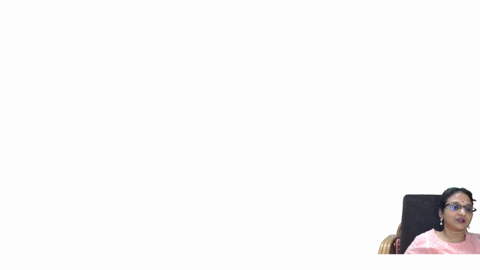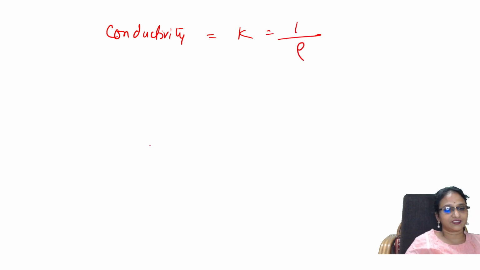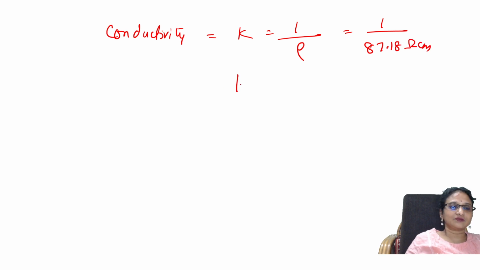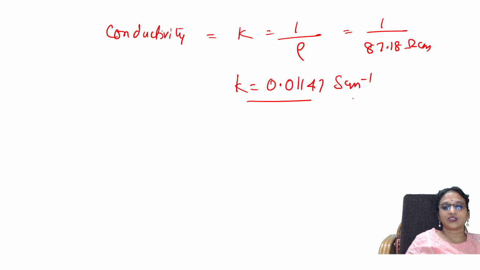Next I have to do conductivity. Conductivity is denoted by an alphabet, kappa, which is equal to the inverse of the resistivity. The resistivity I already got, 1.87 by 8 ohm centimeter. If I solve it, I'll be getting around 0.01147 Siemens per centimeter. I have already solved this, so it's easy for me to write.